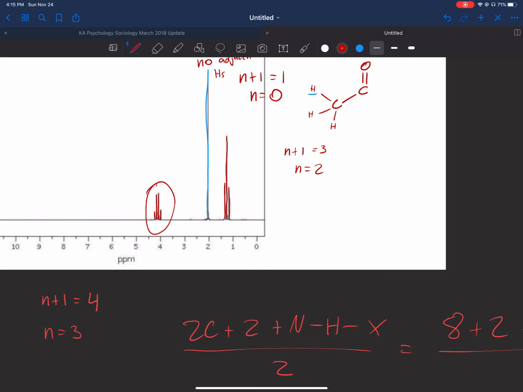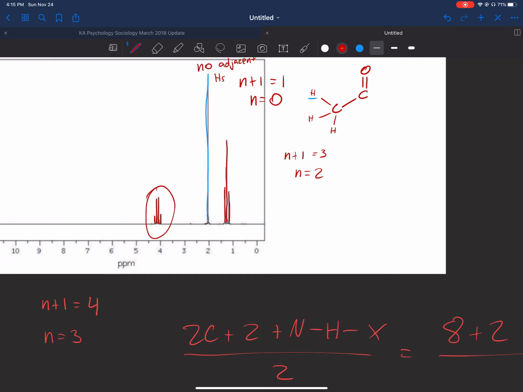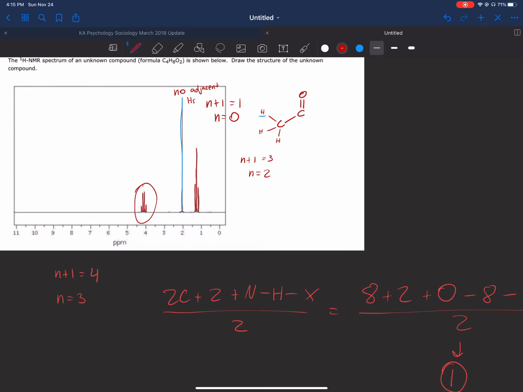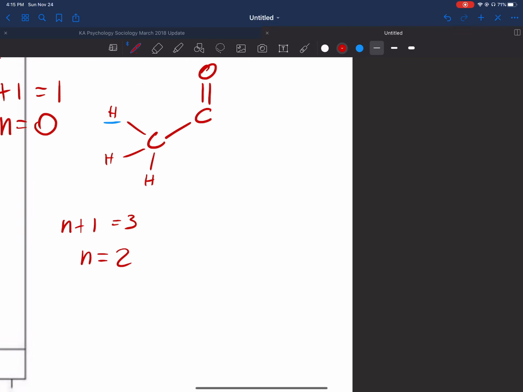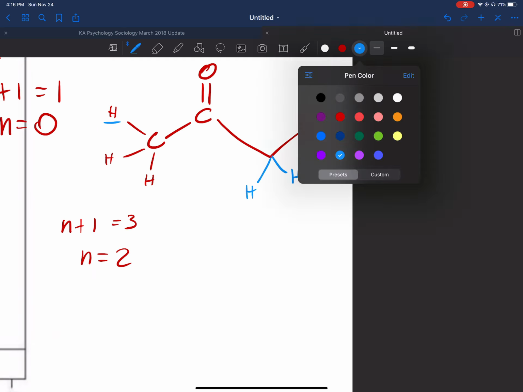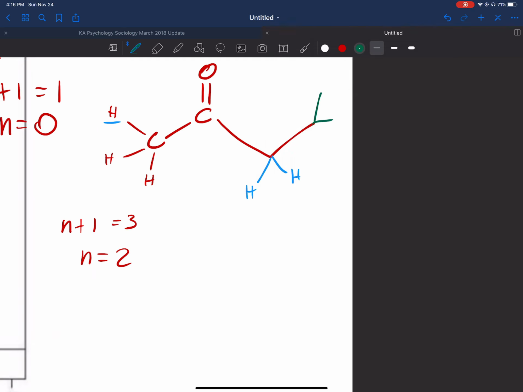So it says that we're going to have a quartet and a triplet. That's what's left. If you remember the splitting pattern I told you guys about, an ethyl group represents that exact splitting. You can get a quartet and you can get a triplet. So let's say I draw this ethyl here. Here are the 2 hydrogens on that carbon. Let's pick a different color.